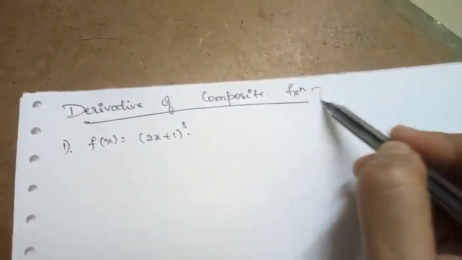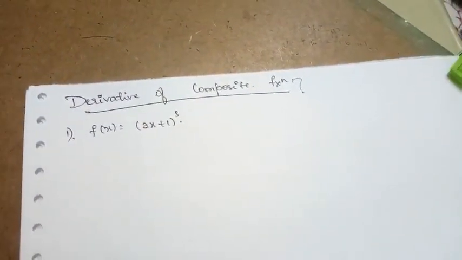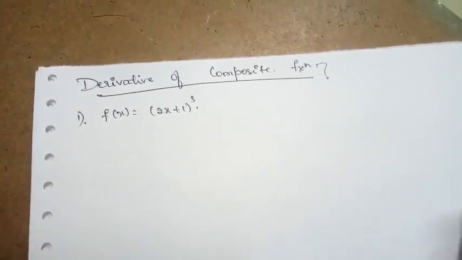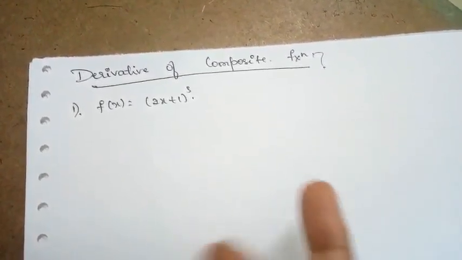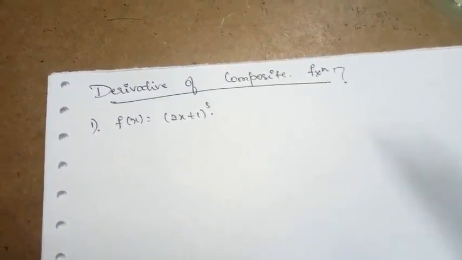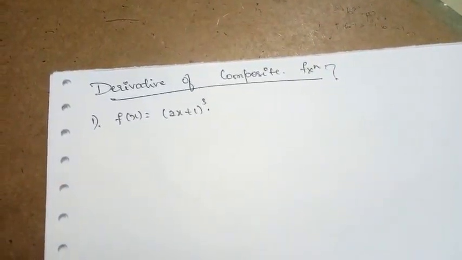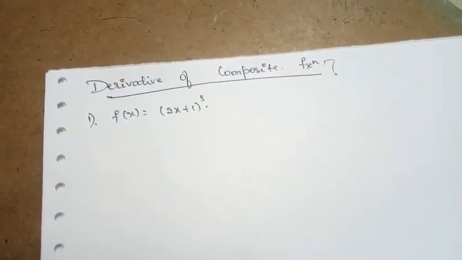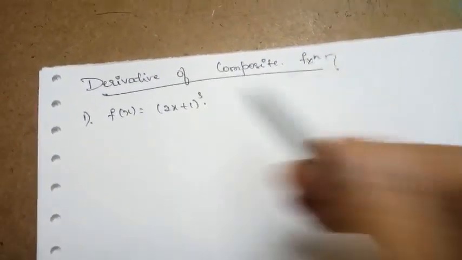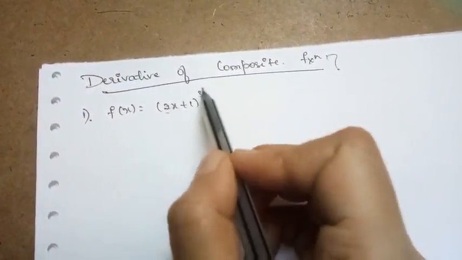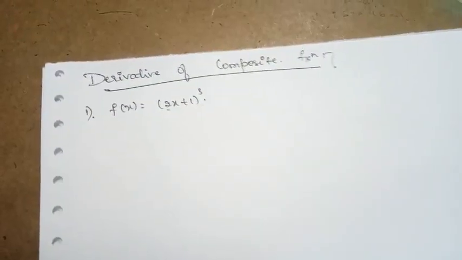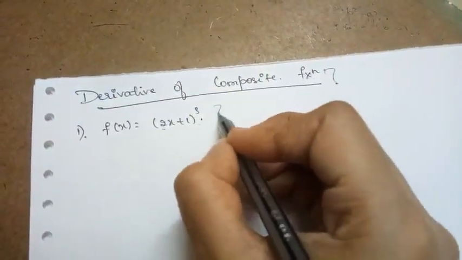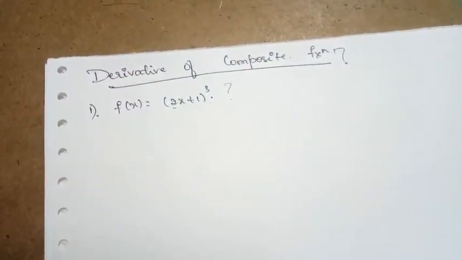So what is a composite function? We have already come across it while studying relations and functions. A function which is formed by the composition of two or more functions is called a composite function. Here is one example of a composite function. You can see one function which is a polynomial and the other is a cubic function. It is a composition of two functions. Now how are we going to find the derivative of this type of function?